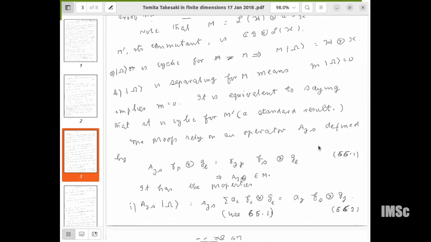So I am going to define in my matrix algebra an operator which I call A_JS, an n by n matrix labeled by J and S, and it acts on this vector f_P times g_L, and the answer will be delta_JP times f_S times g_L. So it doesn't do anything to g_L, it only changes f_P to f_S. So it is an operator in the matrix algebra I am interested in. It doesn't do anything to the second slot.